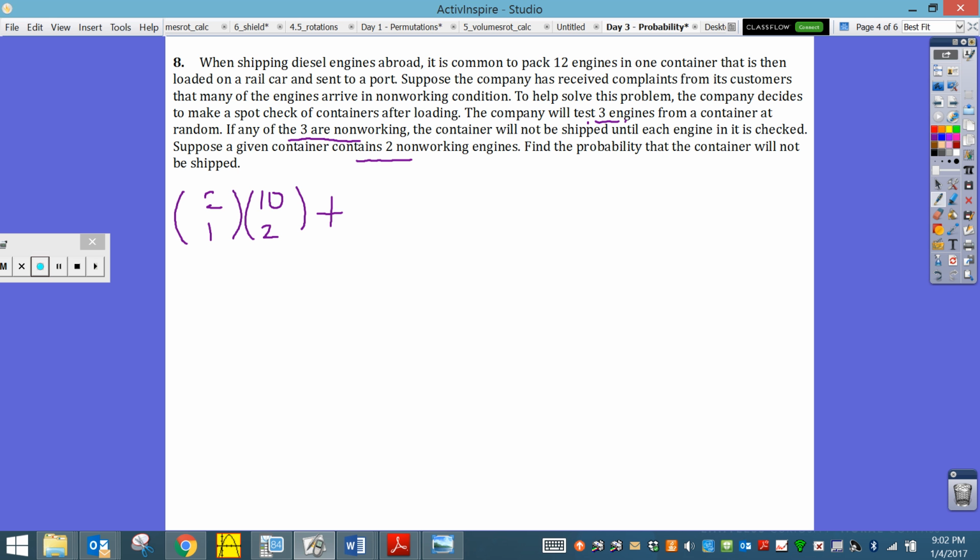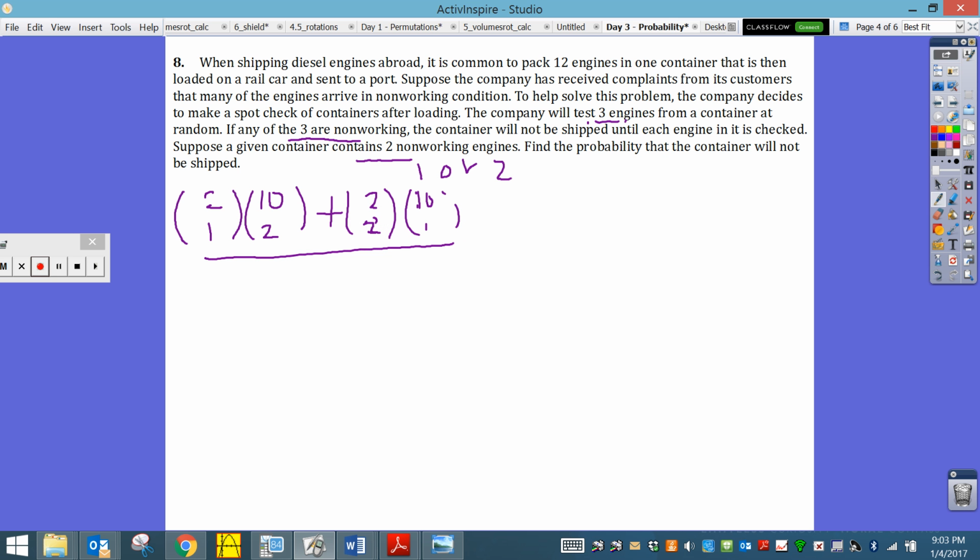Okay, so we're looking at 1 or 2 not working. So there's the probability that one of the two that aren't working gets picked. What if both of the non-working are picked? Both of the non-working are picked. So that means out of the 10 that are working, one of them will be picked in my sample group.